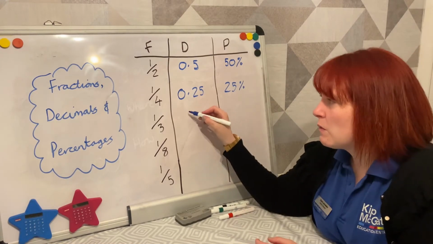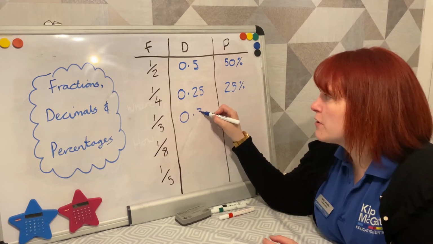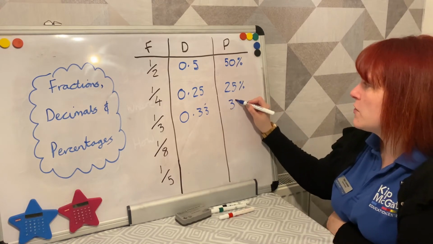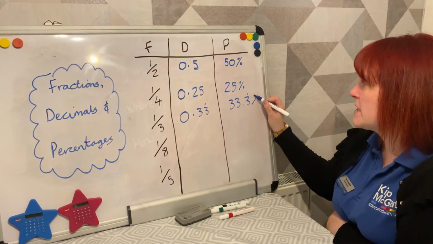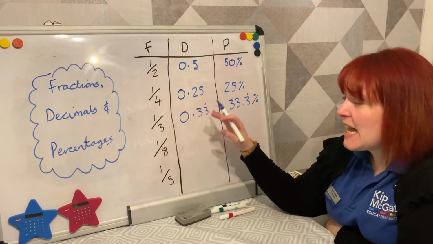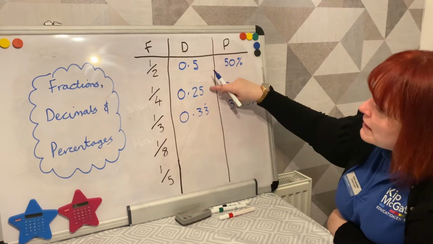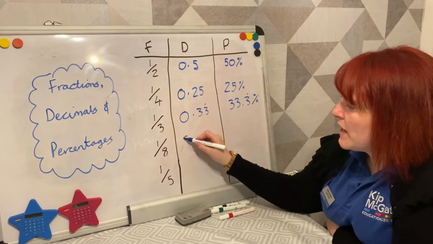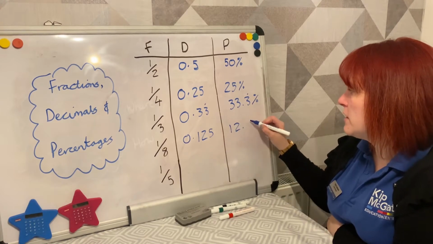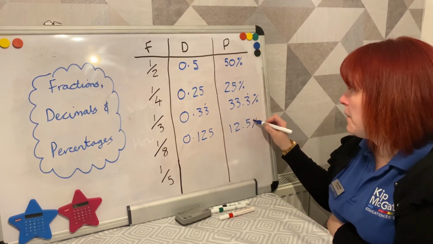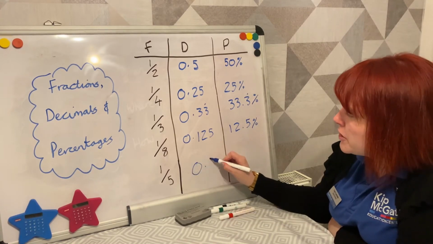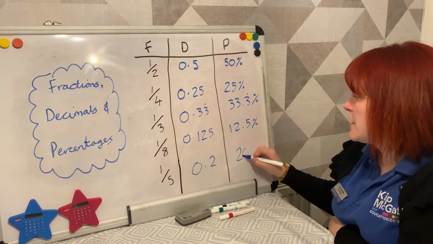A third, again, one we're just going to have to learn, is 0.33 recurring. So the 3 would keep going forever, and therefore we've got 33.3 recurring percent. An eighth then, that is half of a quarter. So you could come back to this one and say, let's halve that again. And so we end up with 0.125, which is therefore 12.5%. And our last one that they'd be expected to just know is a fifth, which is 0.2, which is therefore 20%.